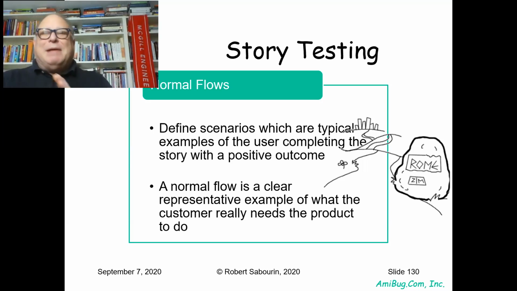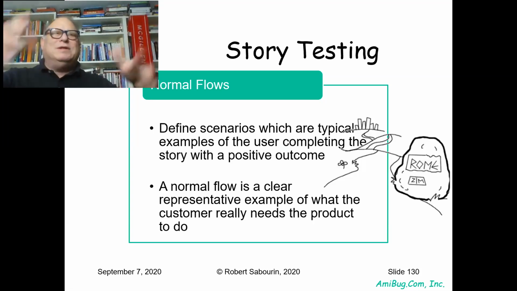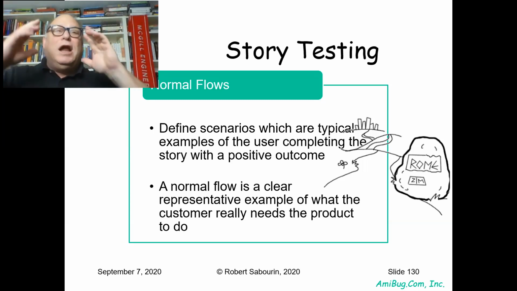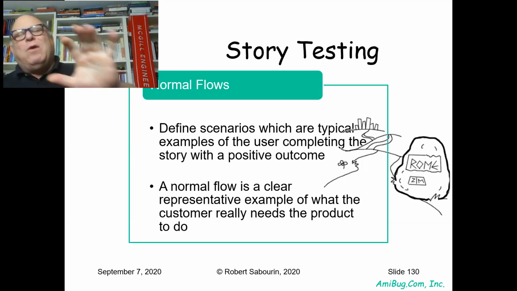Let's say you're buying a book on Amazon.com. The story is, as a member of the book buying public, I want to buy a book on Amazon.com so I can read it in a few days. So that's a user story in the Mike Cohn style. Who is the user? What do you want to do and why? So a member of the book buying public wants to buy a book so they can read it in a few days. A normal flow might be to buy a book online that exists in inventory, with user credentials that are valid and a valid payment method. So that would be a normal flow, a typical flow. Buy the book based on the title. It's a clear example of what we need the product to do.